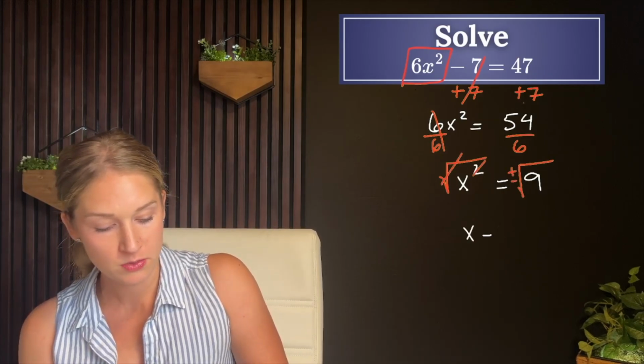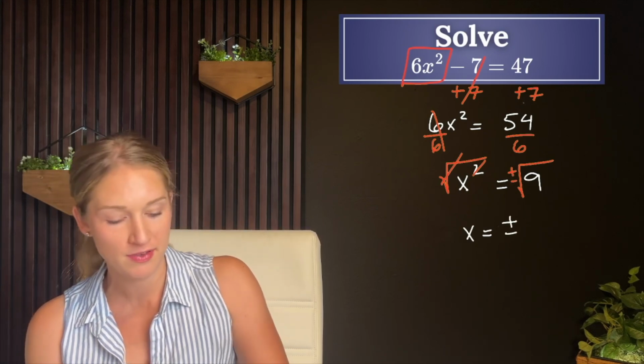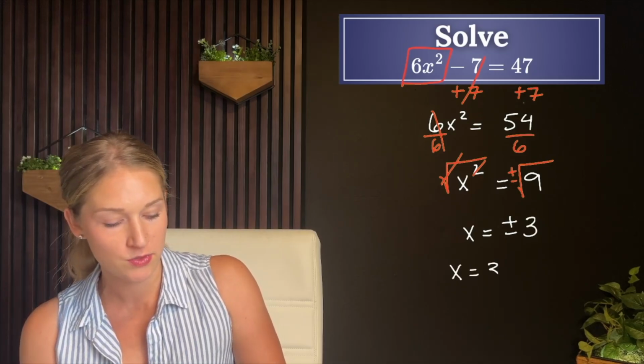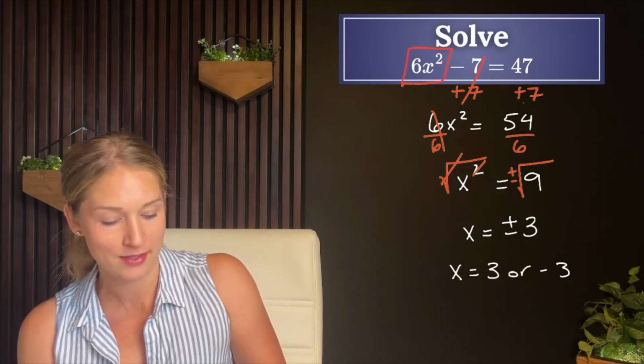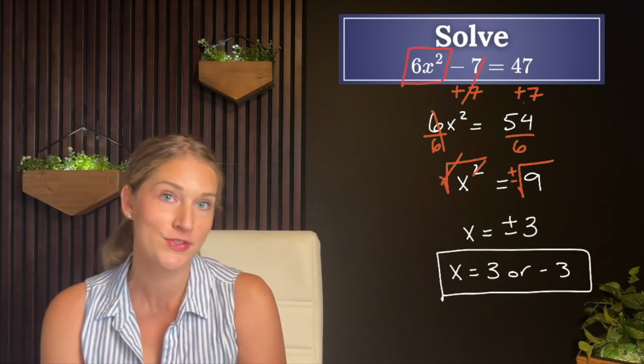So x equals positive or negative square root of 9. Square root of 9 I can simplify down to just 3. So my solutions are that x could equal 3 or negative 3. And that's a quick example of how you might solve using square roots.